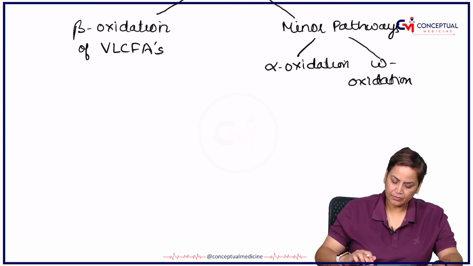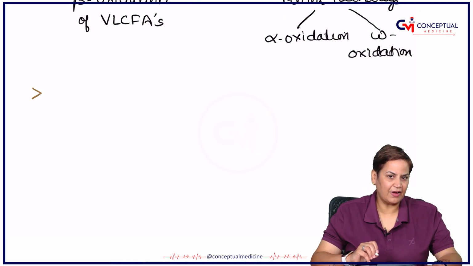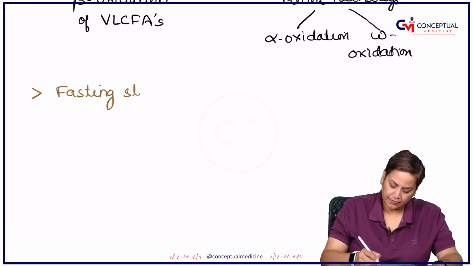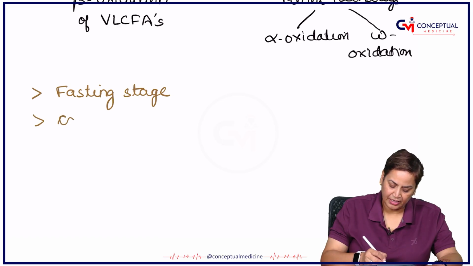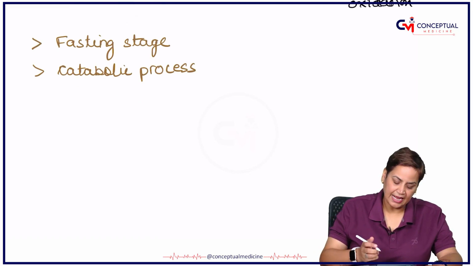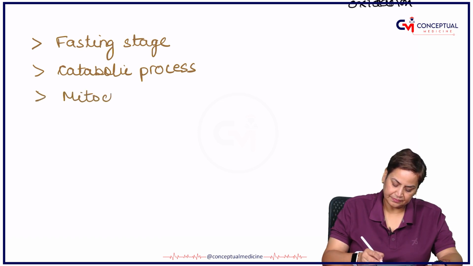Right. Now, we all know that the oxidation of fatty acids always takes place in the fasting stage. Very important, and it is catabolic in action, or it's a catabolic process. Now, since it is a catabolic process, it has to take place in the mitochondrial matrix.